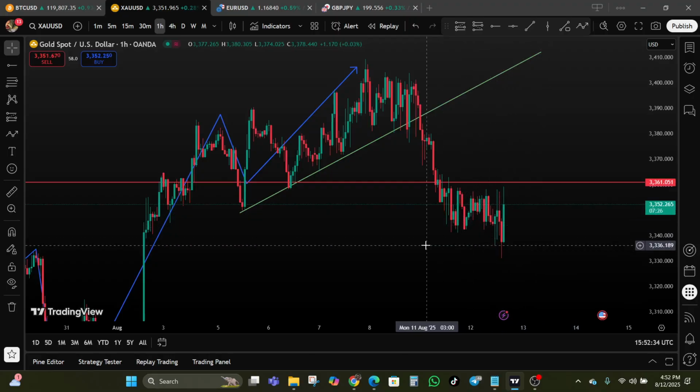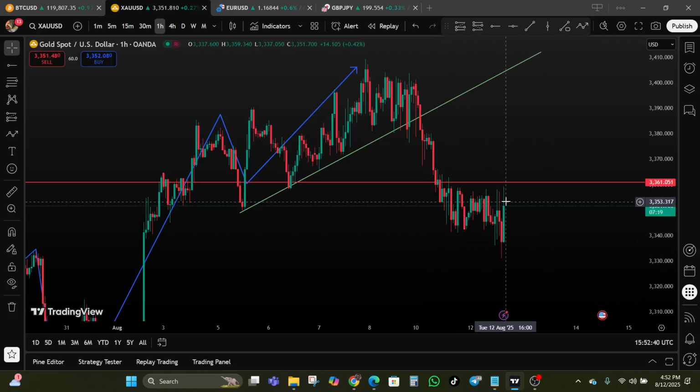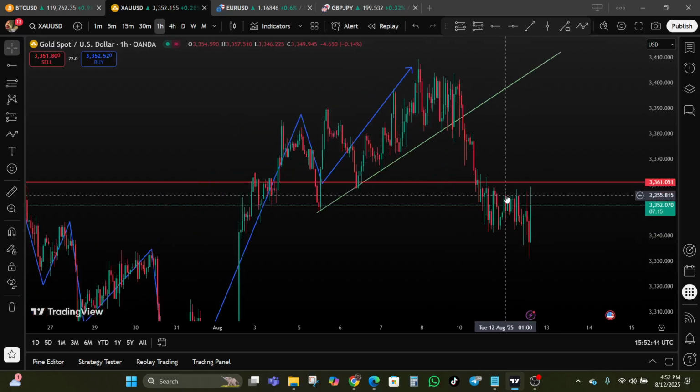So once you are in the trade, always define your stop loss and take profit levels based on the nearest market structure points. Gold can move quickly, so risk control is essential. Stick to your plan, don't chase moves, and wait for the market to give you clear signals.